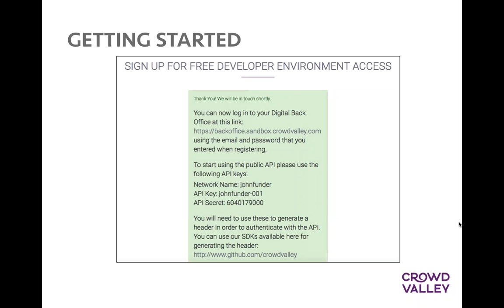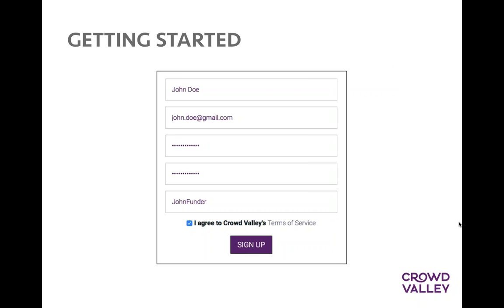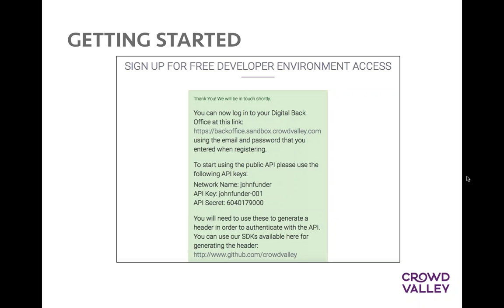There are 3 parts to the platform level credentials, which are the network name, which is actually the same as the application name. If I skip back, you would see that if you put in John Funder there, it will turn that into smaller text, and it will also strip out any spaces or gaps, and then it will also generate an API key and an API secret.